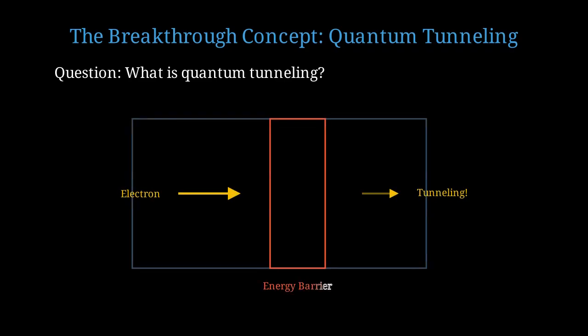Here's a visualization. An electron approaches an energy barrier. Classically, it should bounce back. But quantum mechanically, there's a probability it will appear on the other side. This is tunneling.